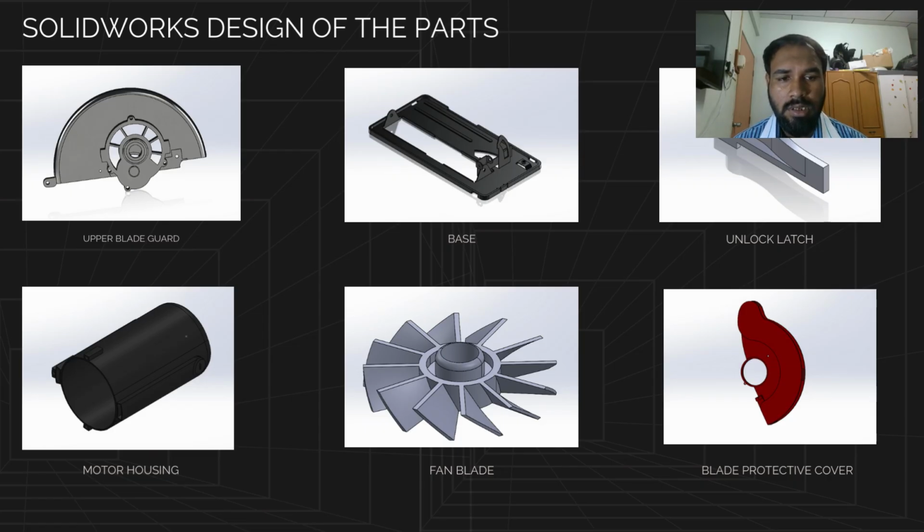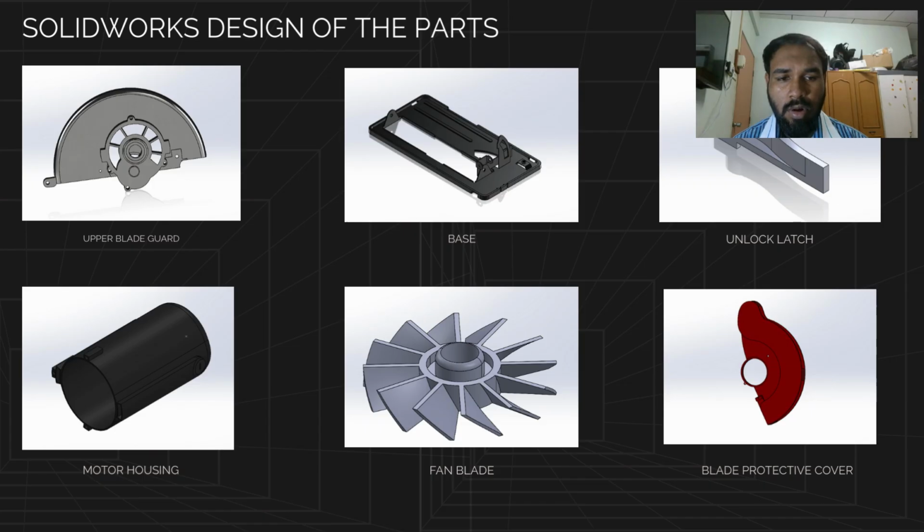The component was designed with pivot holes and an ergonomic shape to allow smooth locking and unlocking. The model ensures correct clearance and movement during operation. Moving on to the motor housing. The motor housing encloses and protects the motor. The cylinder shape was created using a revolve feature and internal clearance to fit the motor, with openings for ventilation and wiring. The next is the fan blade.